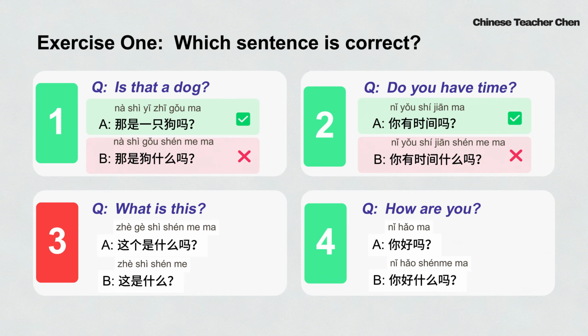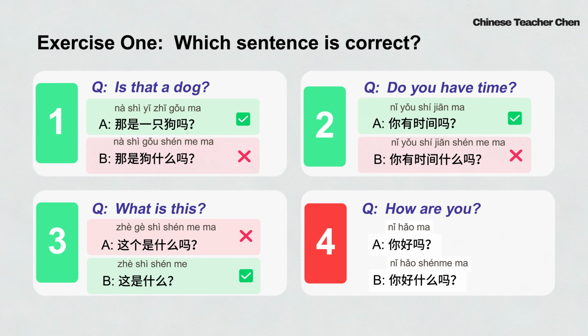Question 3. You want to ask, what is this? A. 这个是什么吗? B. 这是什么? The answer is B. Why is B correct? Because what is this already uses the question word 什么, what. When you use 什么, you do not add 吗.